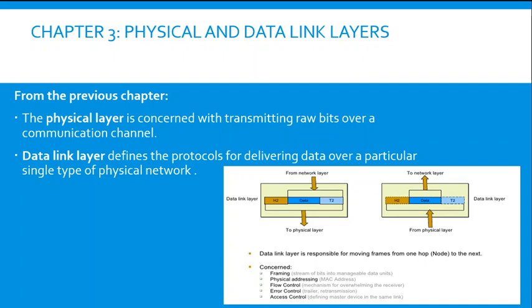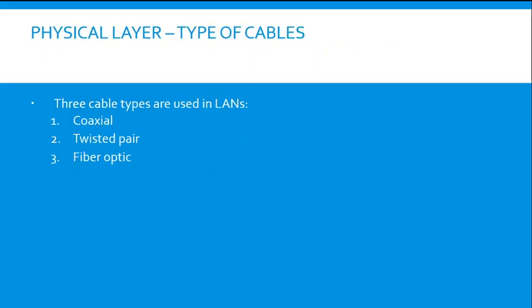So we must know that it is because of framing, physical addressing, flow control, error control, and access control. We learned in the previous chapter about the functions of the transport layer, TCP and UDP. There are three cable types which are used in LANs.